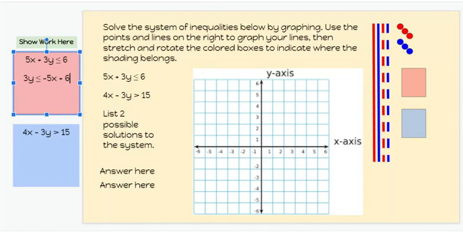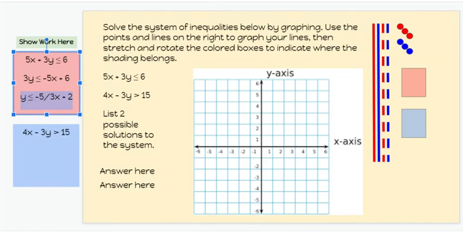Our next step would be to divide everything by 3. That gives us y is less than or equal to negative 5 over 3x plus 2. Notice that I did not flip the inequality symbol on this last step. I divided, but I did not divide by a negative number. I was dividing by positive 3, so I did not have to flip the inequality symbol. I divided 5 by 3 and left it as a fraction, and then 6 divided by 3 is 2. So this is our inequality that we'll be graphing in red.